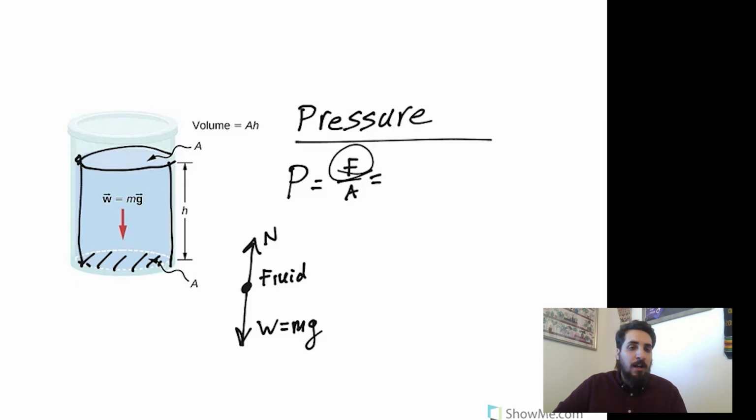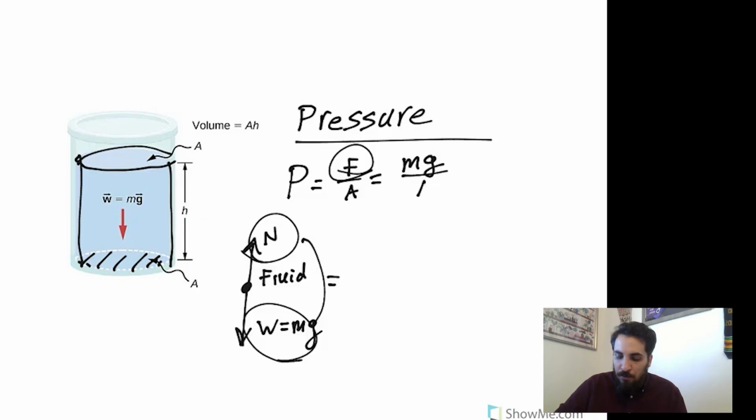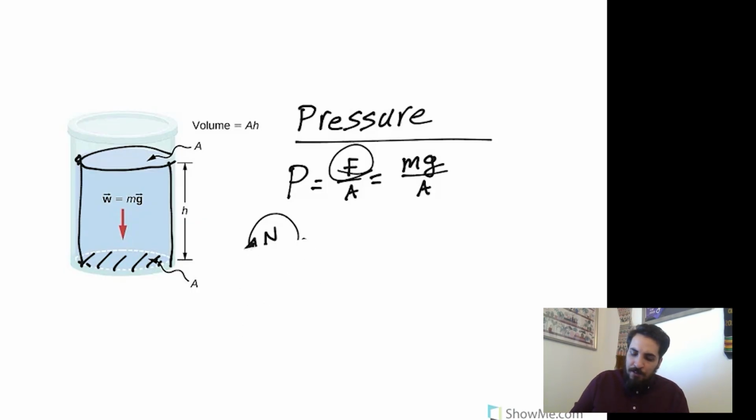So if we look at the pressure on the surface, well, it's going to be related to this normal force. What do we know? We know this fluid isn't moving, so the normal force must be equal to the weight. So we can write the pressure as mg over area. So we have this definition of force that depends on mass, it depends on area, but we can go a little bit further here. How can we go a little bit further?